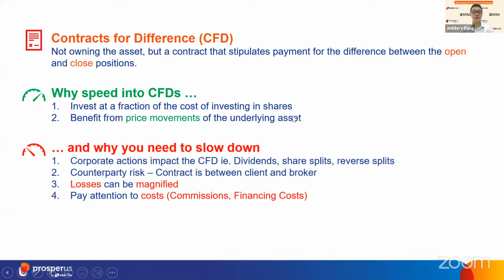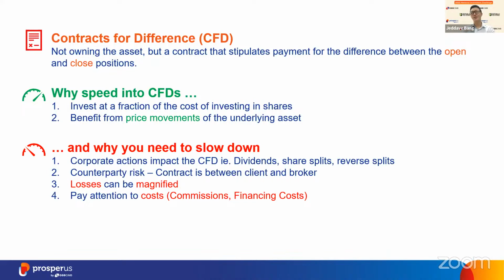And why we possibly need to slow down is because corporate actions do impact CFDs differently. So you'll need to keep an eye on that. Number 2, there's always counterparty risk because it's a contract, it's not the actual share. So you can't just hold the share. Of course, your losses can also be magnified because you're talking about it on a leveraged basis. And lastly, there will always be costs. And right now, with a high interest rate environment, as I'm sure all of you have been aware, there are going to be a lot of things you need to pay attention to in terms of the financing costs, in terms of holding the share.